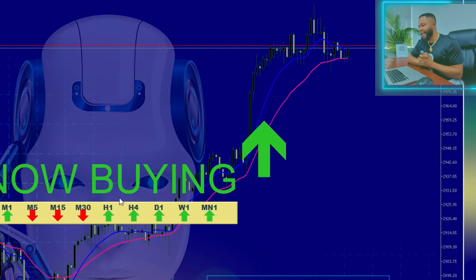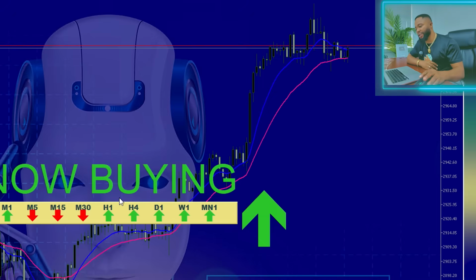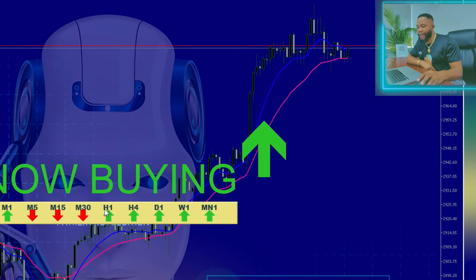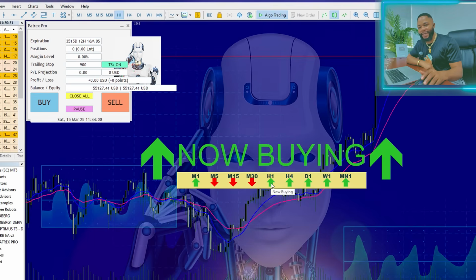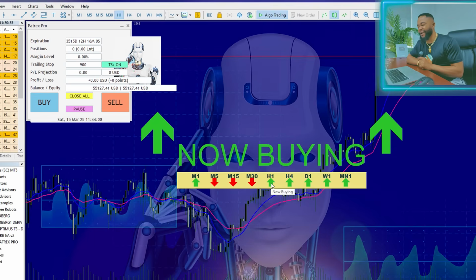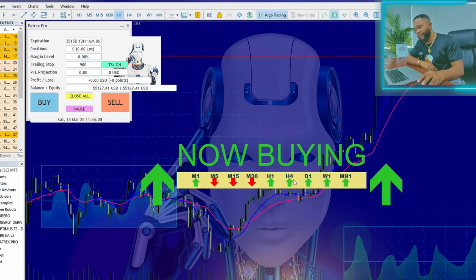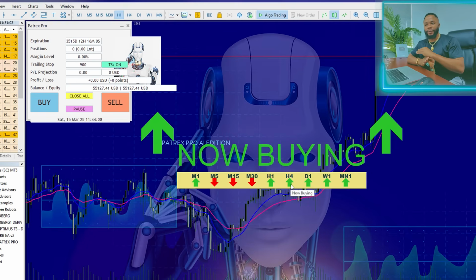So I opened my chart that day and I want to only trade on the 1 hour time frame. How can I use Patrix Pro to make a better price action decision? On the 1 hour time frame, I can already confirm, voila, the market is buying. But before I place a trade on the 1 hour time frame, I want to make sure the market is also buying on the higher time frame next to that, which is the 4 hour time frame. So I check my 4 hour time frame and boom, that is it.